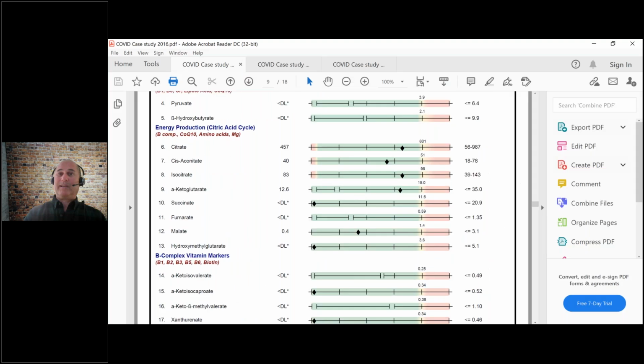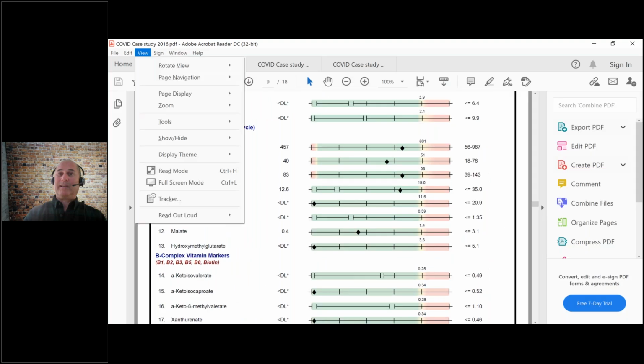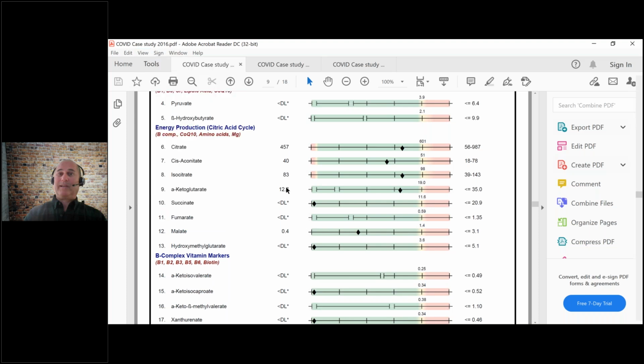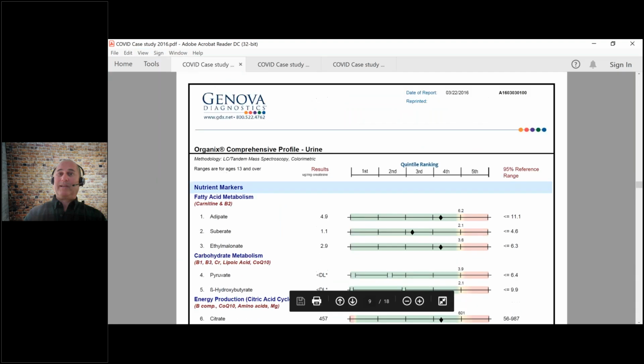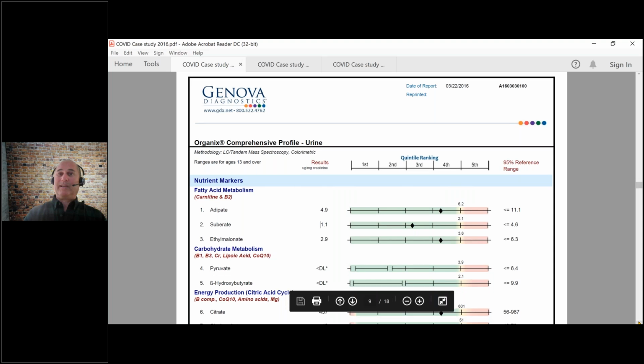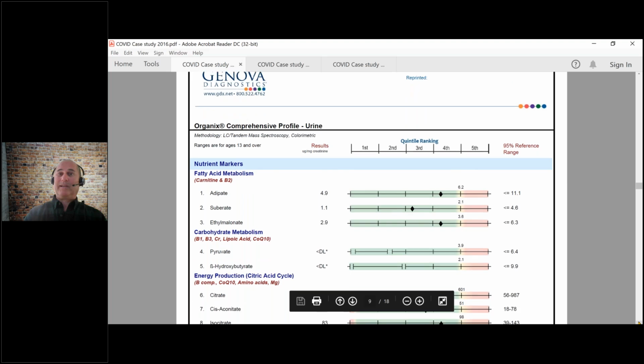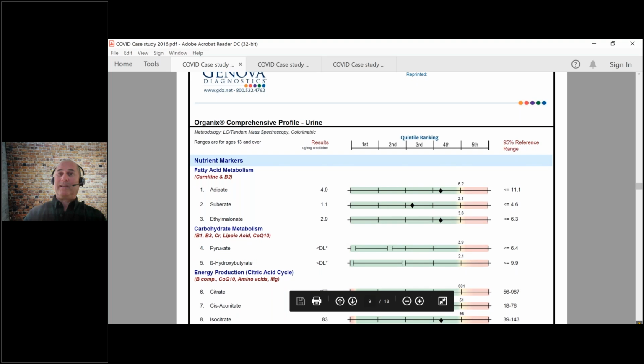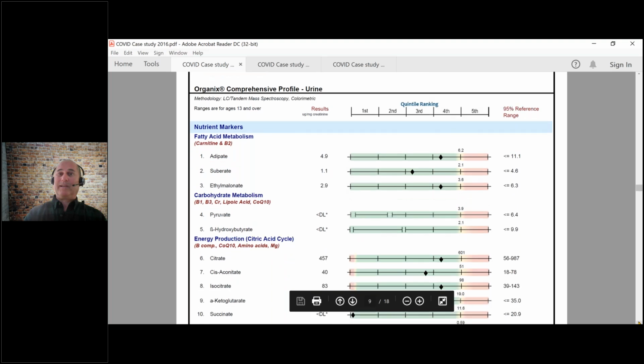All right, so right off the bat, we're back to the test here, and we can see the fat metabolism markers look fine. This is the first test, remember? Now, the carbohydrate metabolism markers, pyruvate, beta hydroxybutyrate, those are DL, which means underneath the detected limit. And then as we go down and see other aspects of the test here, we see, oh, wait a minute, there are other markers that are quite low.